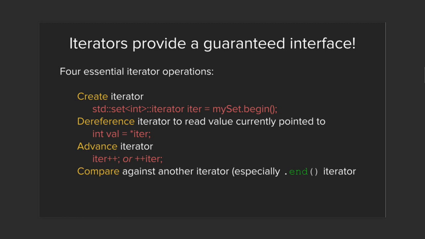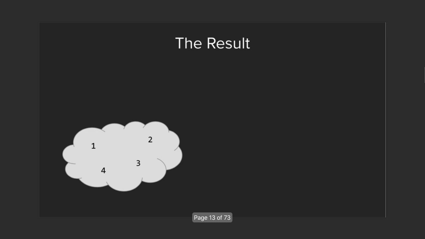This moves the iterator along by 1 in our collection of elements. And then finally, the last thing you will often do with iterators is compare them against myset.end, which will let you know whether you've reached the end of this collection of elements. So again, this is a nice reference slide for syntax using iterators.